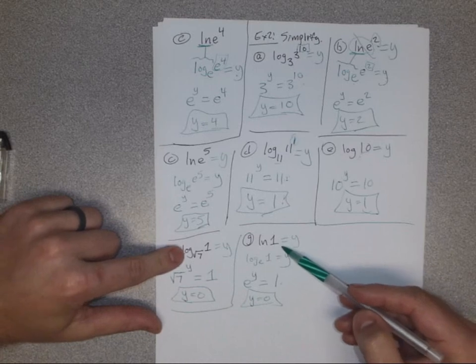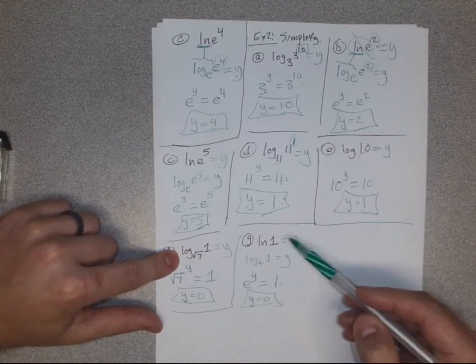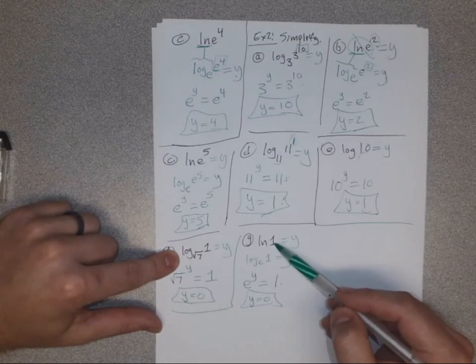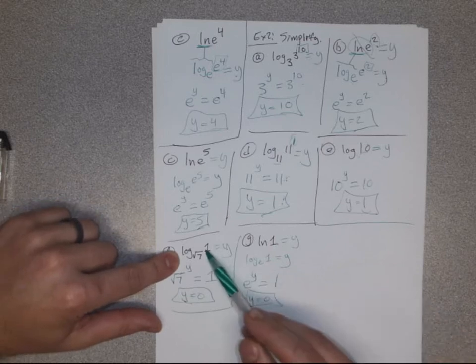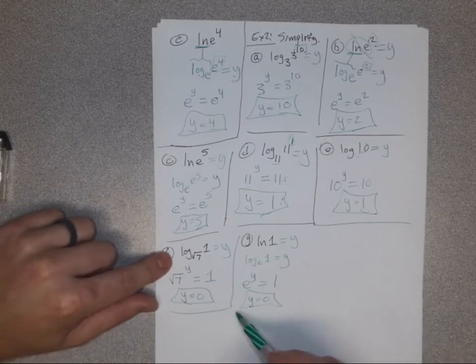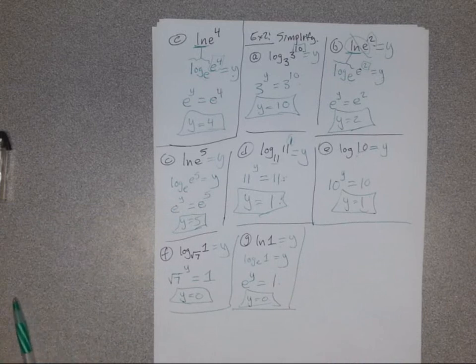So these are essentially the same form. If you have just a 1 here by itself, then the answer is always going to be 0. If you have a 1 here, the answer is always going to be 0. Again, you don't have to remember it as long as you know how to do these 2-3 steps.